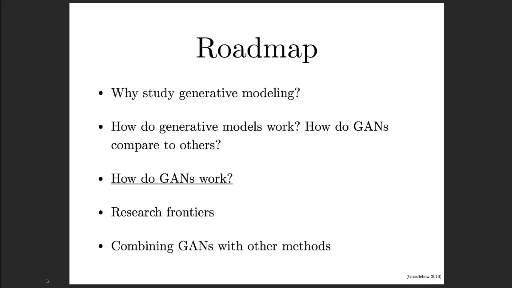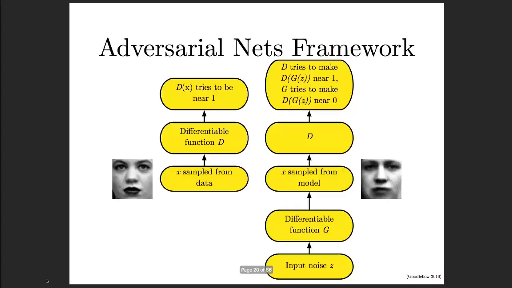That concludes my description of the different families of generative models and how they relate to each other, and how generative adversarial networks are situated in this family of generative models. So I'll move on to describing exactly how generative adversarial networks actually work.